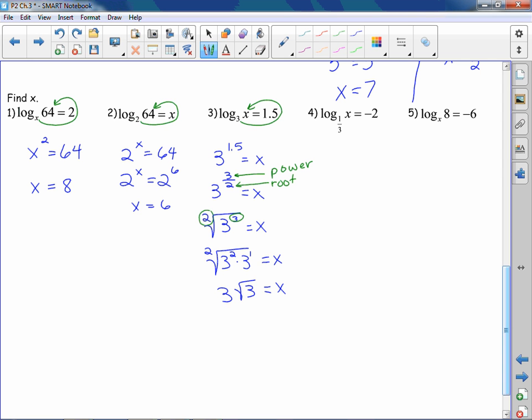Okay, let's do the next one. 1/3 to the negative 2 equals x. If it's negative, you flip it. Exactly. It's going to be 3 over 1, or just 3, to the positive 2. And 3 squared is 9. Negative exponents just mean things are in the wrong spot.